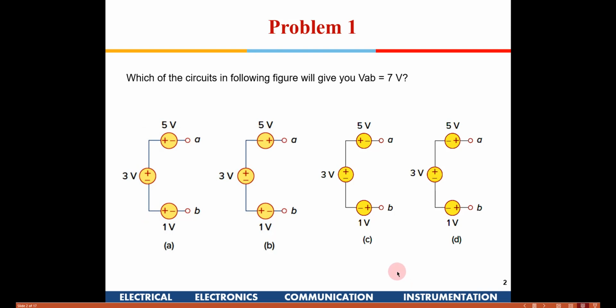Yeah, D. So if you see here, this is plus 5 volt plus 3 volt, so they will get added, and this is connected in the opposite polarity. So you will have minus 1 volt. So 5 plus 3 is 8, and minus 1. So the net voltage available at A and B will be 7. For the others, you can see that the total algebraic sum will not be 7 volts. So this is a pretty simple problem.